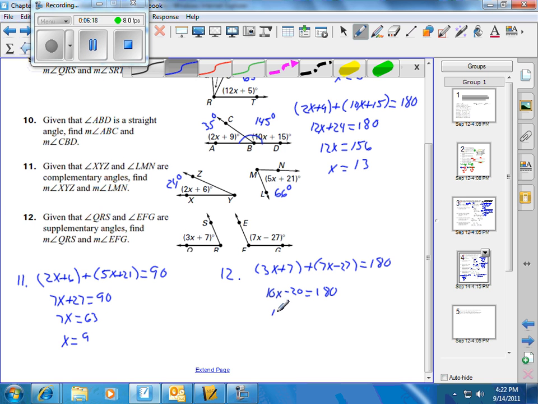Okay, so we're going to add 20 on each side. So that gives us 10x is equal to 200. And then we're going to divide by 10, so x is equal to 20. When we put 20 in for x, 3 times 20 is 60, plus 7 is 67. Put 20 in for x, 7 times 20 is 140, minus 27 is 113. So 67 plus 113 is 180. That checks out.